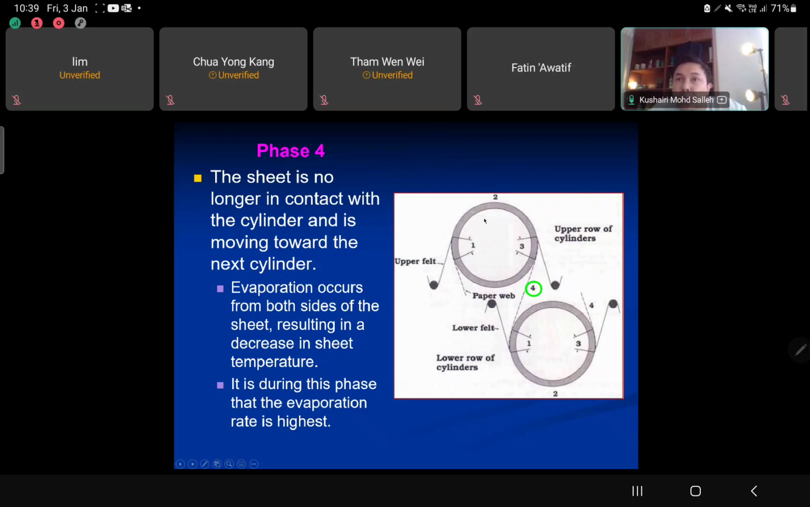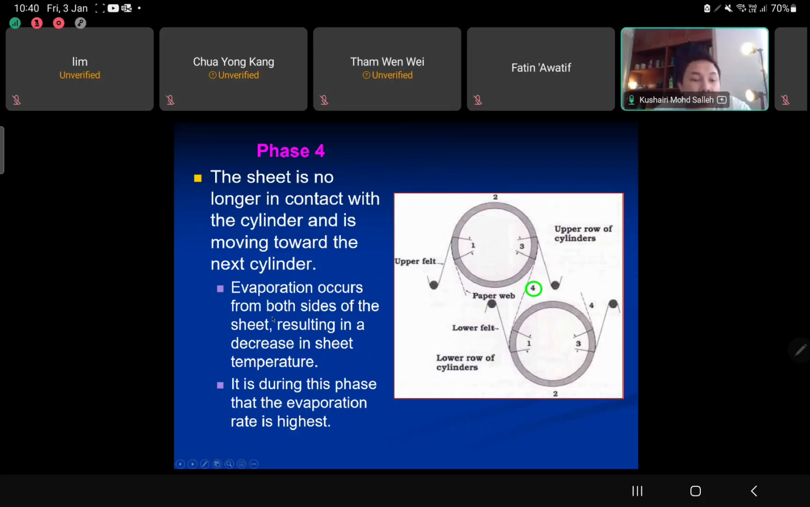So for the web to move from one cylinder to another, in the pressing process we need to make sure that we consolidate the web as much as possible, or else the paper web cannot go continuously from one cylinder to another in the drying process. So the sheet is no longer in contact with the cylinder and no longer in contact with the felt, and is moving forward to the next cylinder.